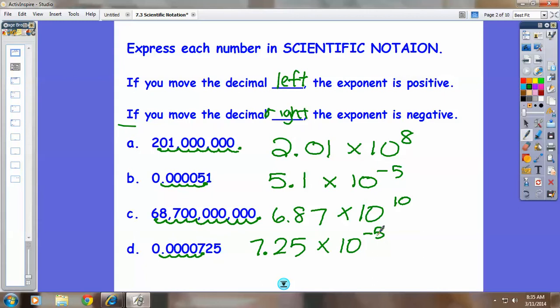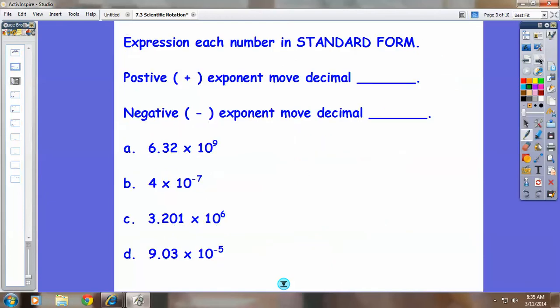Any questions about changing your answers to scientific notation? Just ringing a bell for you guys. Remember doing this earlier this year? Good. Go to the next slide if you would, please.